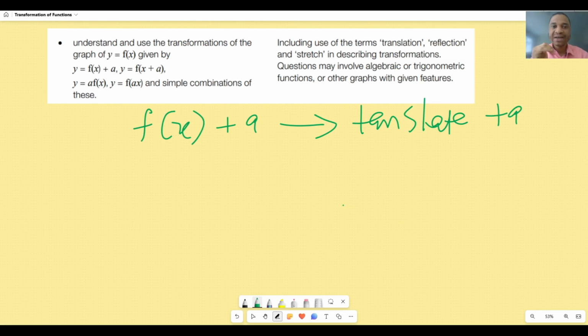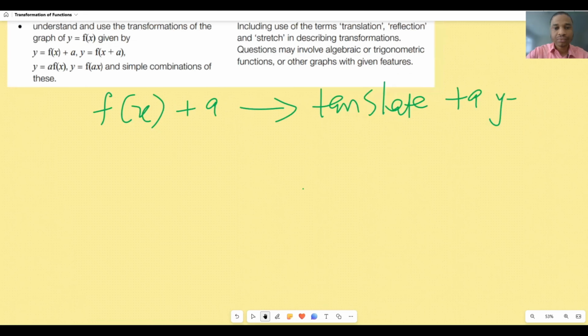So this simply means plus a on the y-axis. So you're doing it in the y direction. Okay? Now, it can be plus or minus. So plus up, minus down.